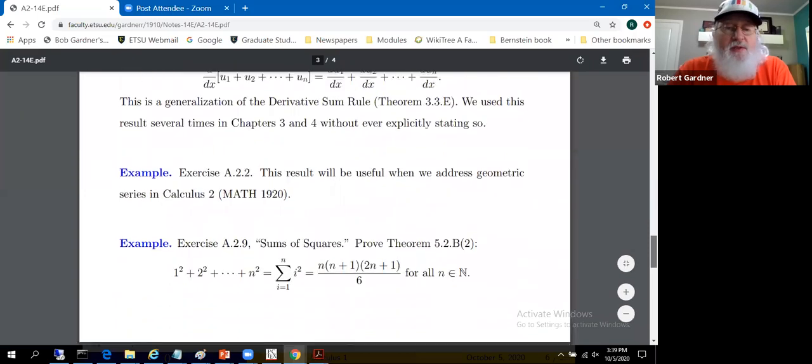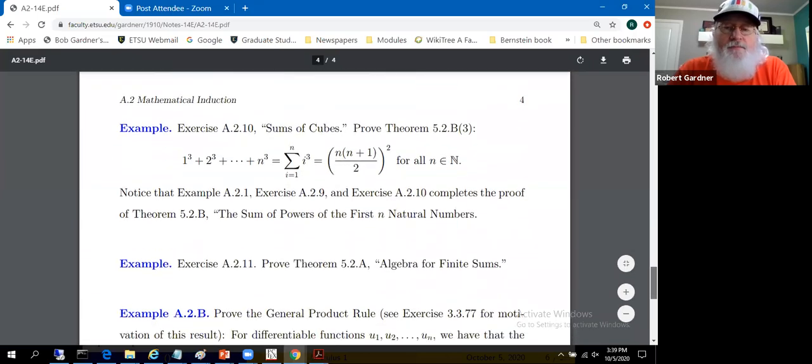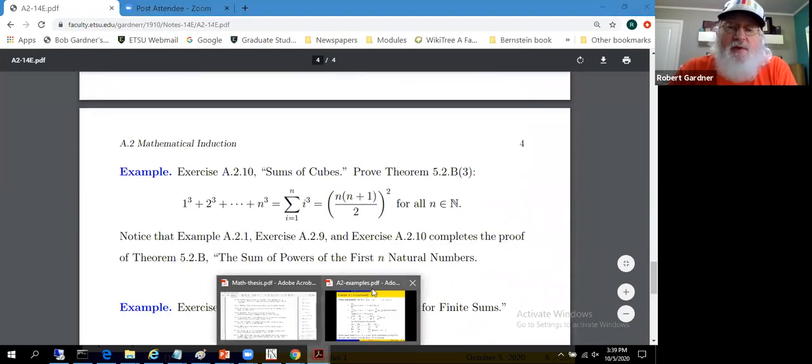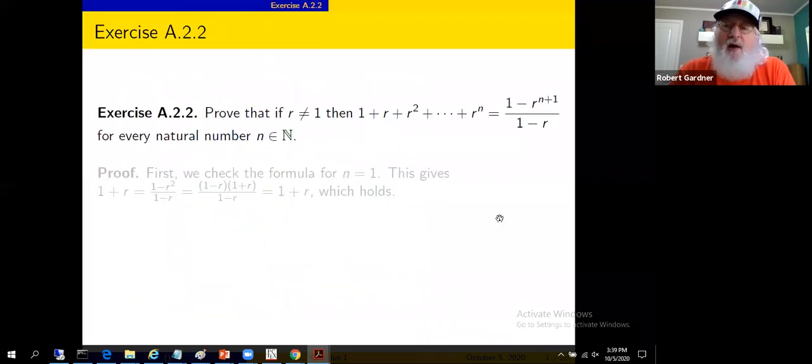Okay, let's see. We've got just more examples. Yeah, the rest of it's examples. So let's just go through the supplemental file and do more of the same. This will get boringly repetitious, so I'll speed it up a little bit. It's always the same procedure: check for n equals 1, assume for n equals k, and show the formula holds for n equals k plus 1.